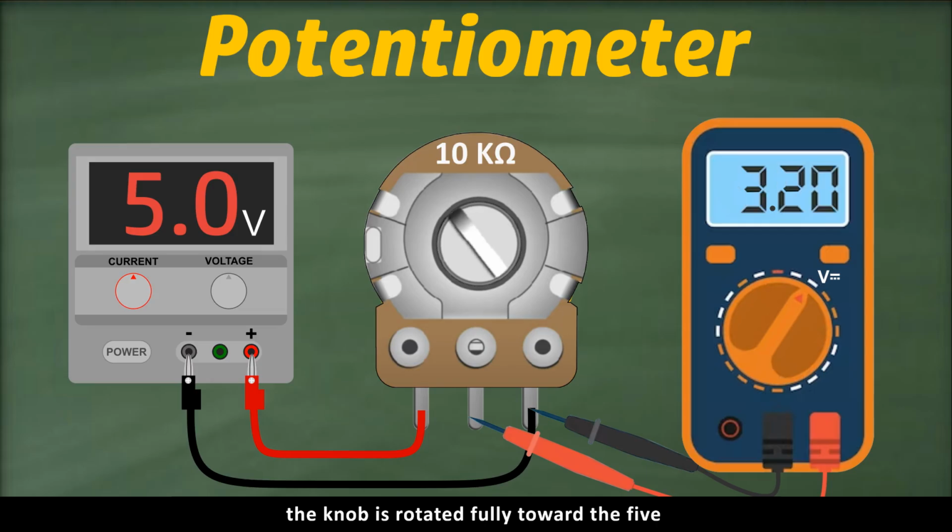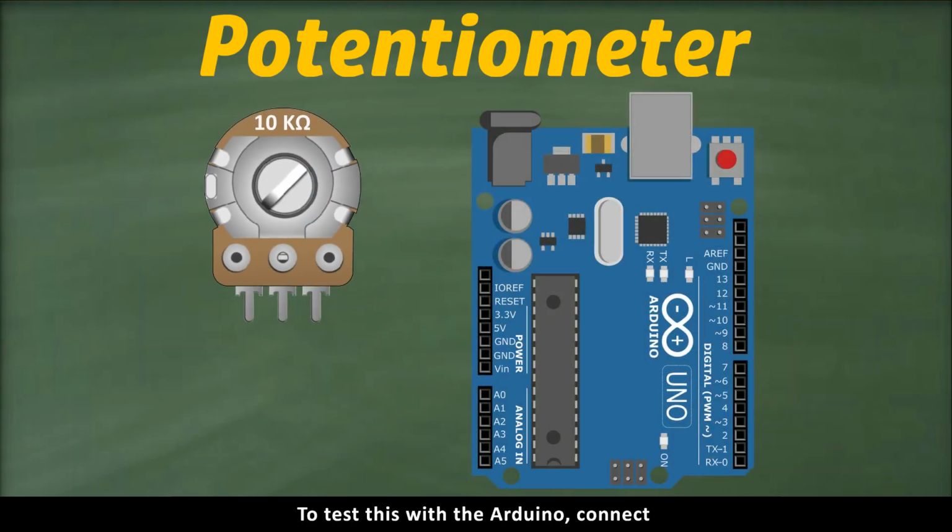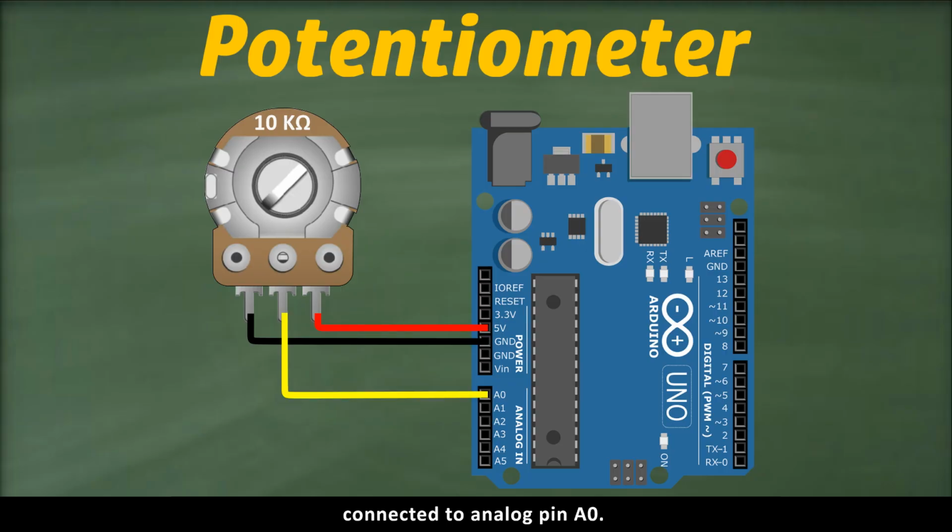When the knob is rotated fully toward the 5-volt terminal, the voltage at the middle pin becomes 5 volts. When it is rotated fully toward the ground terminal, the voltage at the middle pin becomes 0 volts. At any point in between, the wiper provides a variable voltage somewhere between 0 and 5 volts. To test this with the Arduino, connect one outer leg of the potentiometer to 5 volts and the other outer leg to GND. The middle leg, the wiper, should be connected to analog pin A0.